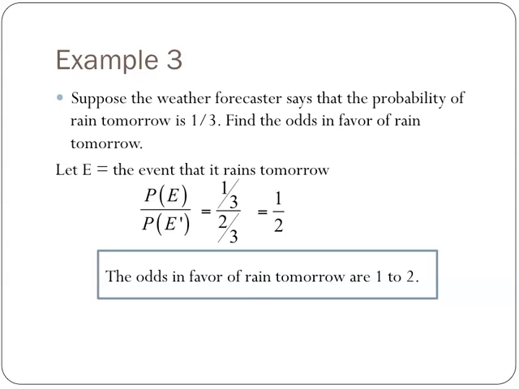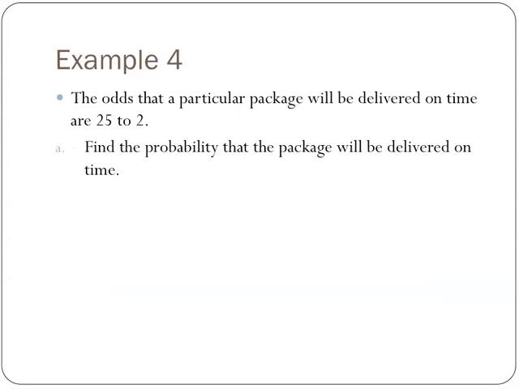Let's look at an example where we are given the odds and we have to come up with the probability. So the odds that a particular package will be delivered on time are 25 to 2. Find the probability that the package will be delivered on time. Again, remember, odds are always the ratio of it occurring to it not occurring. So 25 to 2, we want to translate that back into probability.